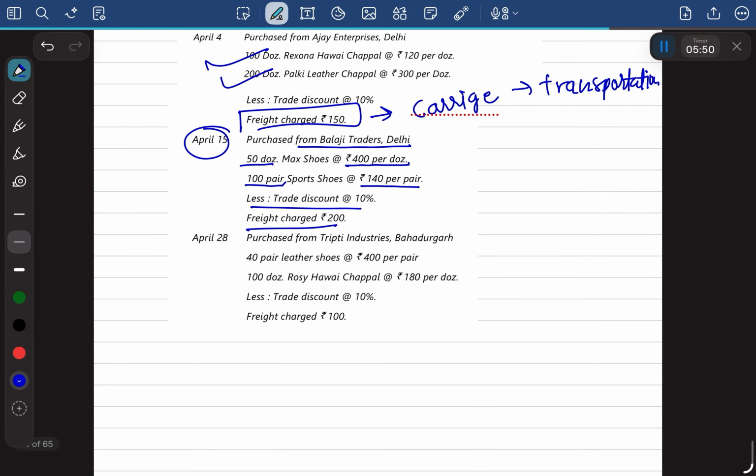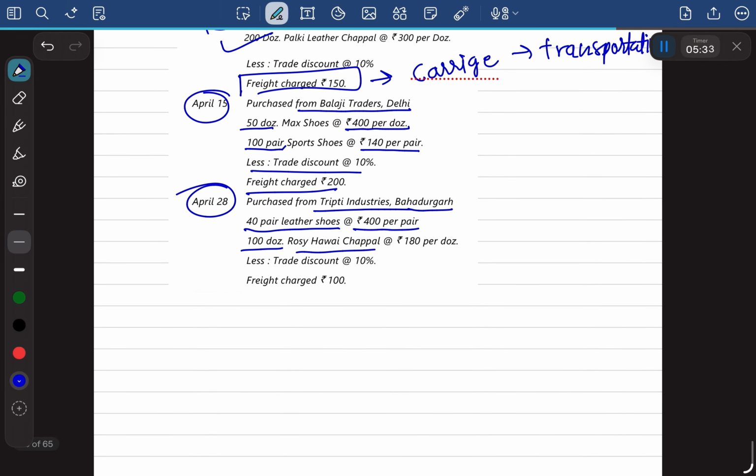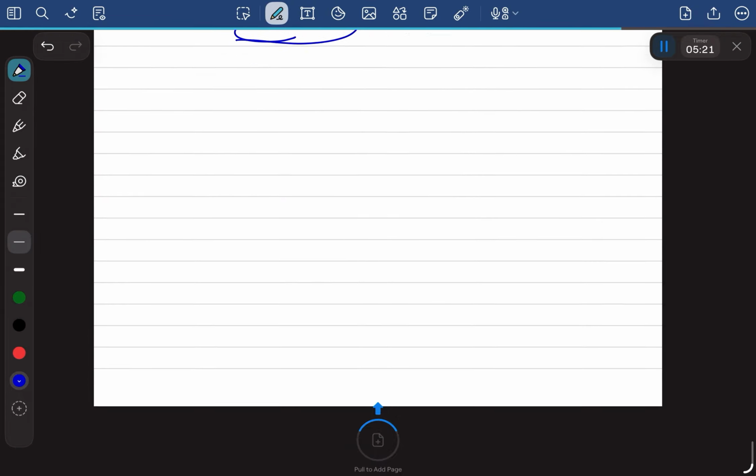Now we have April 28: purchased from Tripti Industries, Bahadurgarh, 40 pair leather shoes at the rate of 400 per pair, 100 dozen Roshi Hawaii chappal at the rate of 180 rupees per dozen. We receive trade discount at the rate of 10% and we have to give freight charge of 100 rupees. So let's solve this question.